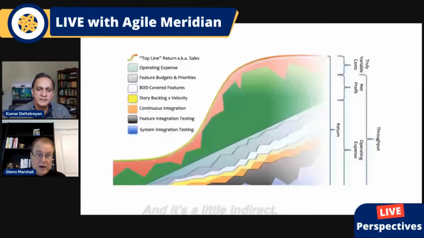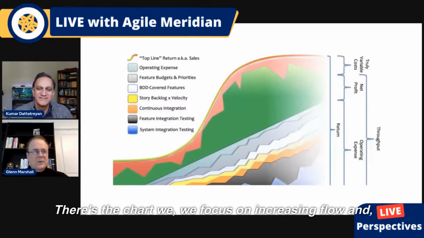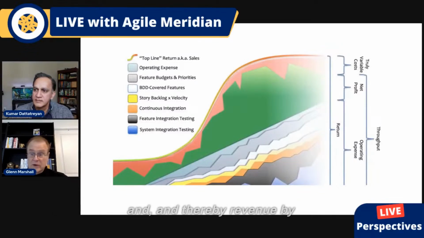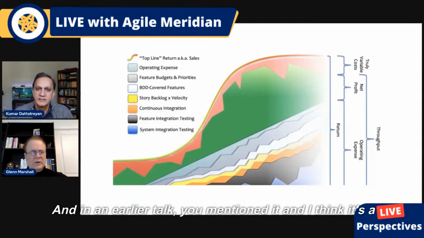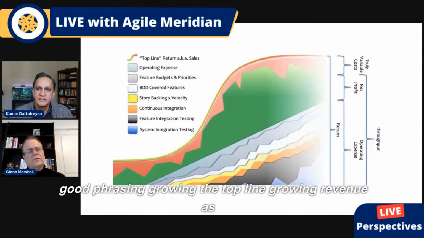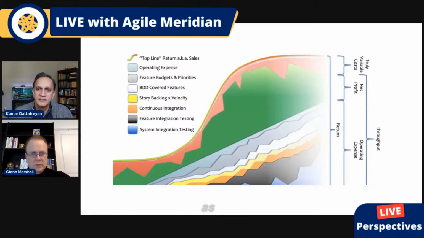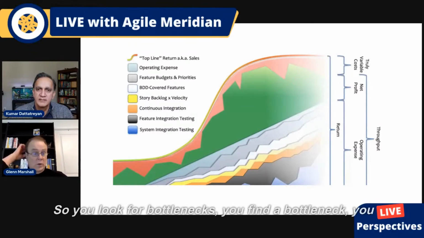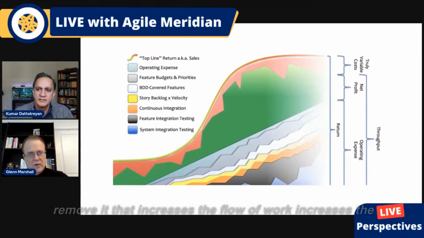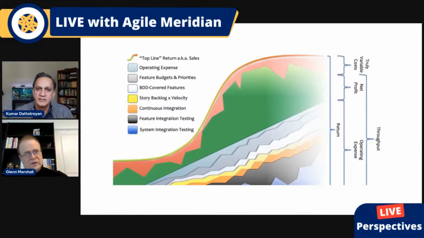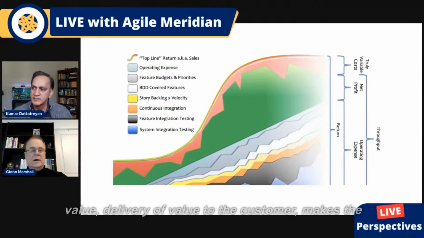There's a really important point around cost. It's a little indirect. There's the chart. We focus on increasing flow, and thereby revenue, by constantly focusing on the bottleneck. And in an earlier talk, you mentioned it, and I think it's good phrasing, growing the top line, growing revenue, as opposed to cutting costs. So you look for bottlenecks, you find a bottleneck, you remove it. That increases the flow of work, increases the delivery of value to the customer, makes the product more valuable, you get more sales. That's right. Yeah.